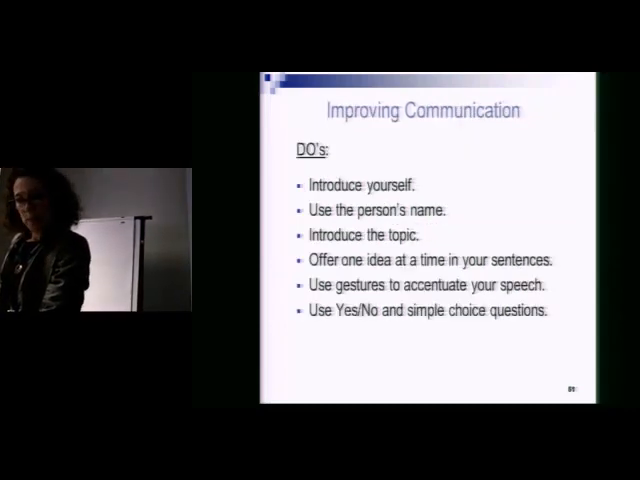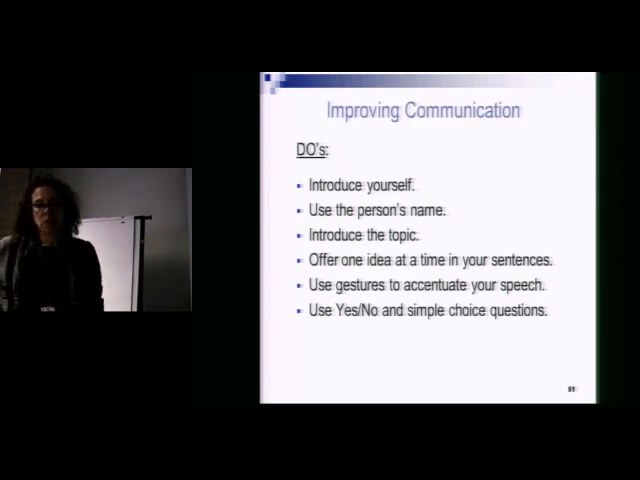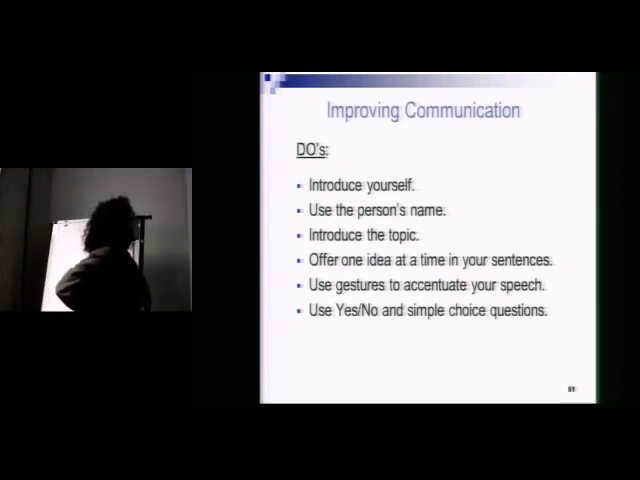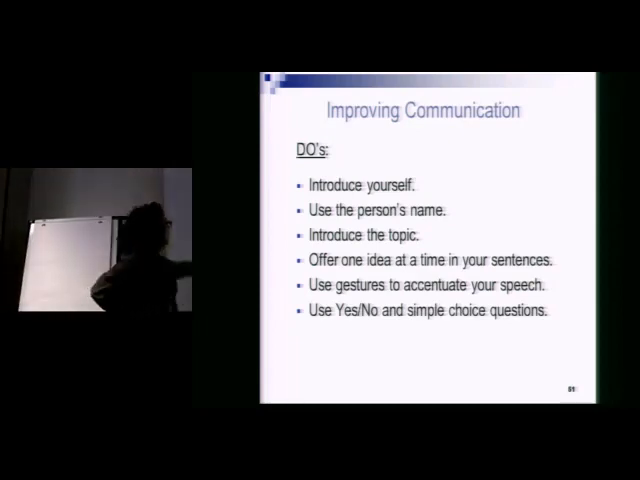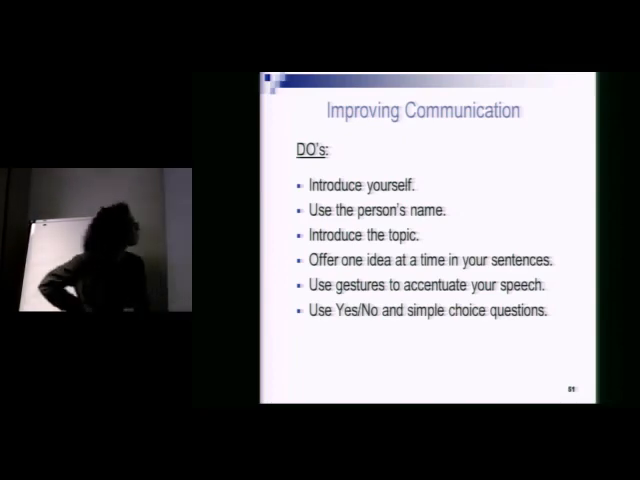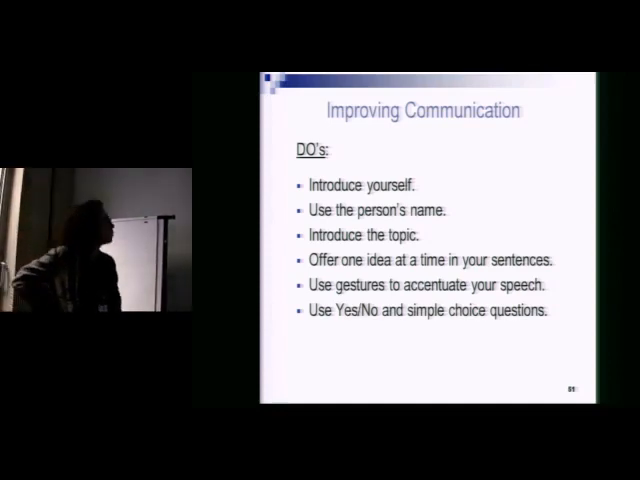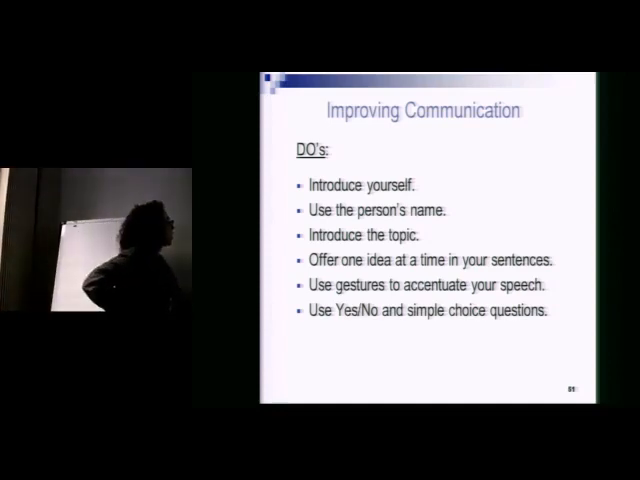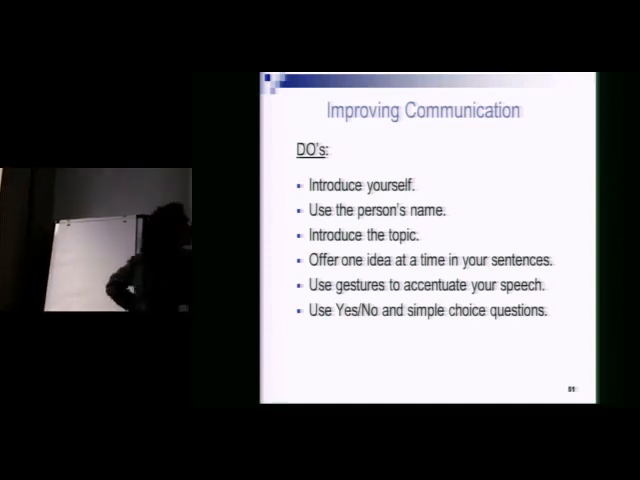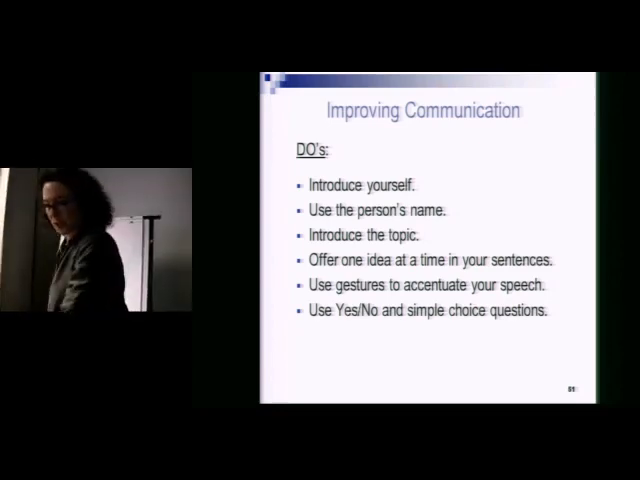So just to wrap up, just a few do's and don'ts. Introduce yourself. Use the person's name. Think about introducing your topic. Don't just jump into it. Offer one idea at a time. Probably use some gestures and use yes, no, and simple choice questions.